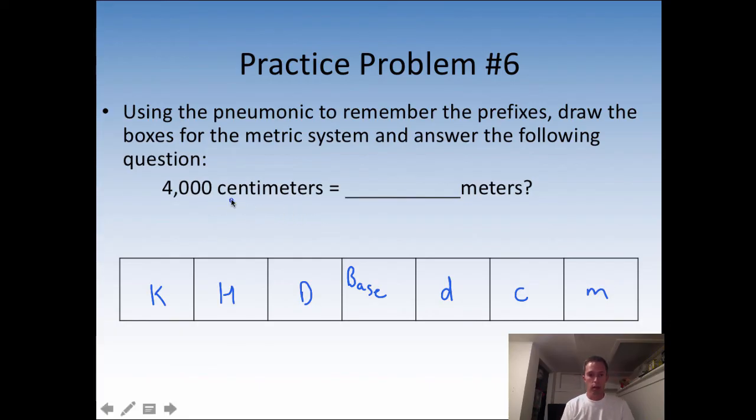And so we're at the centi box right now. The centi box is right here. We're trying to go to meters. Meters, again, is a base unit. Meter, liter, and gram always come in this box. And so we're trying to go to the base unit. So that's 1, 2 boxes to the left. Let's move the decimal place 2 times to the left. 1, 2, and that will be 40. So 4,000 centimeters, you would have 40 meters. All right.